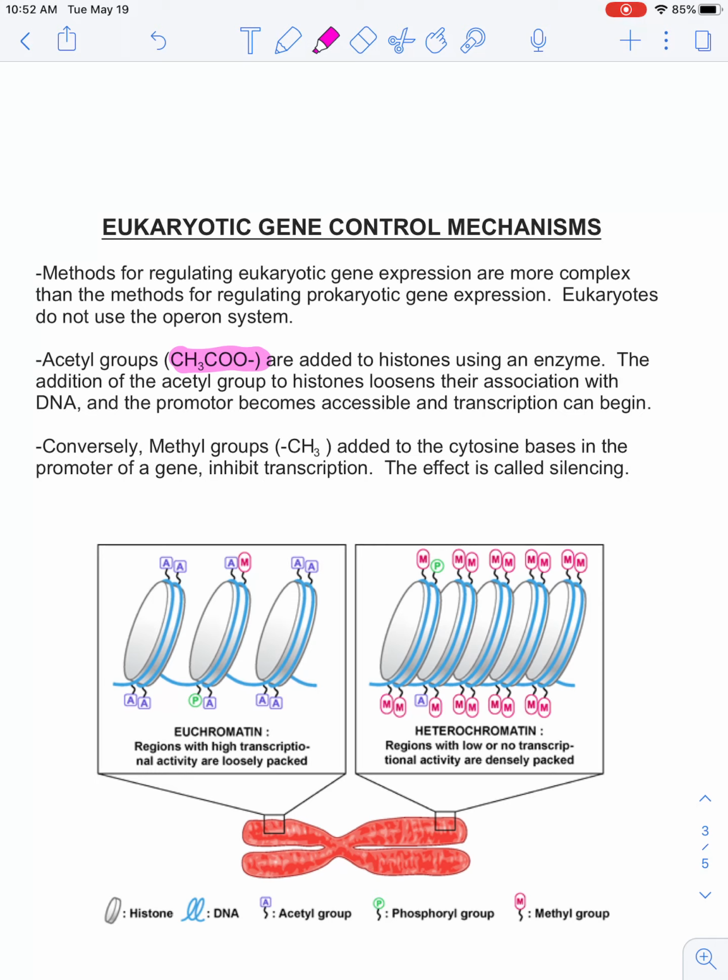And again, that's a functional group, and it's called methylation. So these methyl groups are added to the cytosine bases in the promoter of a gene, and they inhibit transcription. We call that silencing. Okay, so genes can be silenced. And some genes can be silenced from one generation to the other. Some genes are permanently silenced.